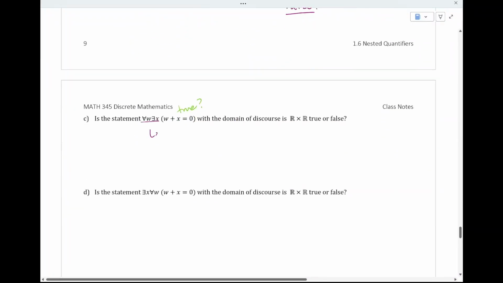Let w be in R, arbitrary. Because I have to make this work for all w, I'm saying w is some arbitrary number in the real numbers, and it doesn't really matter what it is. Then I'm going to let x be negative w, which is also in R. If w is in R, then negative w is also in R. And this x depends on w, and that's okay.